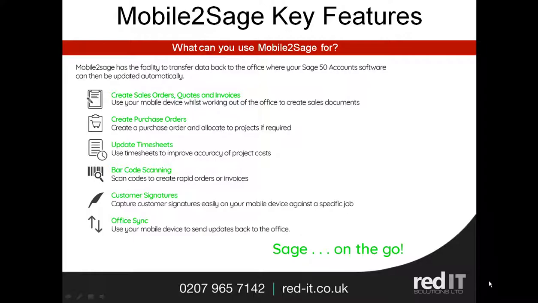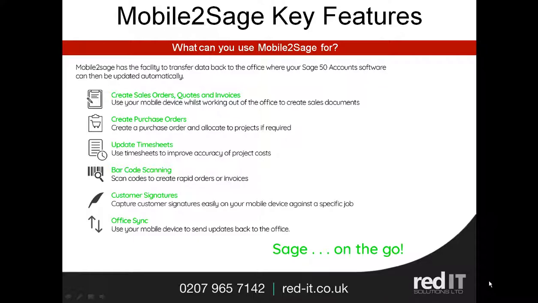Key features of Mobile2Sage are that you can create transactions on the move, so things like creating quotes, sales orders, product invoices, as well as purchase orders if you've got the authority to do so. iPhones and iPads are great tools for capturing timesheet information and expenses on the move, and then importing timesheet information into things like Sage 50 project transactions, as well as into Sage Payroll.